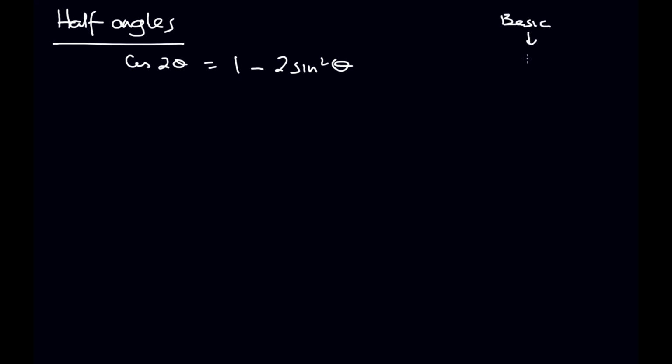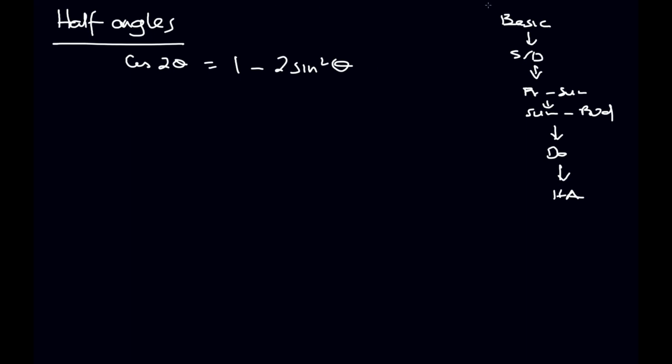Then we went to sum and differences. Then we went to products to sum. Then we went to sum to product. Okay, then we went to double angles. And then now we're looking at half angles. The order could be a little bit different, but these are the main ones that we looked at.